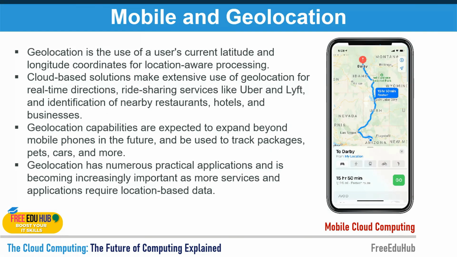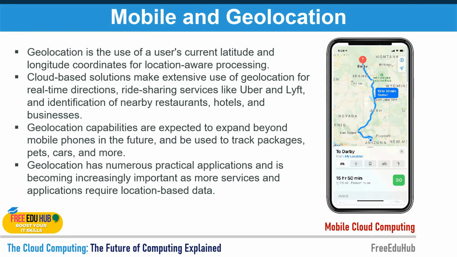Now, mobile and geolocation. Geolocation is the use of the user's current latitude and longitude coordinates for location-aware purposes, and we use applications mostly, for example, Google Maps or any other open source or free application available. Cloud-based solutions make extensive use of geolocation for real-time directions and ride sharing services like Uber and Lyft. They authenticate the users and find their locations and nearby restaurants and hotels using these available maps. Geolocation capabilities are expected to expand beyond mobile phones in the future and be used to track packages, pets, cars, and other information.